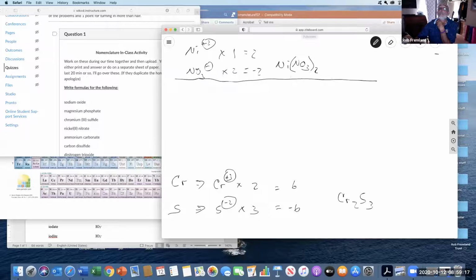I'm going to go a little faster because I want to make sure we finish on time. All right, ammonium carbonate. Ammonium is a polyatomic ion. Carbonate is also a polyatomic ion, so you know the charges.